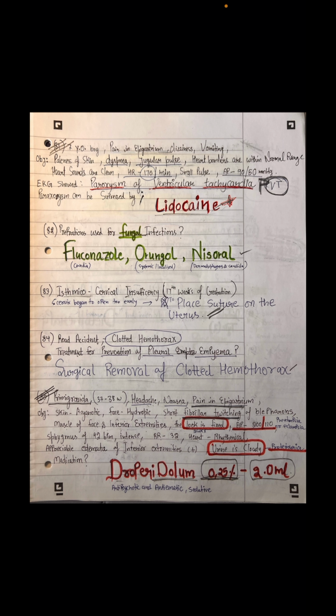The next patient is a primigravida with headache, nausea, and pain in the epigastrium. Objectively, the skin of the patient is acyanotic, the face is hypertrophic, short, fibrillar twitching of the muscles. Her look is fixed. Sir, what does the question want to highlight by saying her look is fixed? This can be a case of seizures: she is not even blinking her eyes, so this could be a type of seizure. Arterial pressure is significant for preeclampsia or eclampsia.